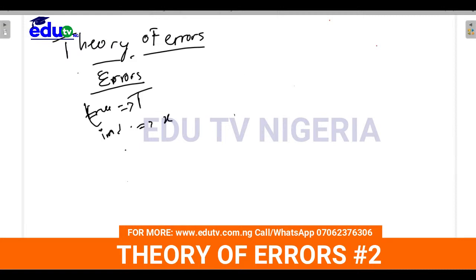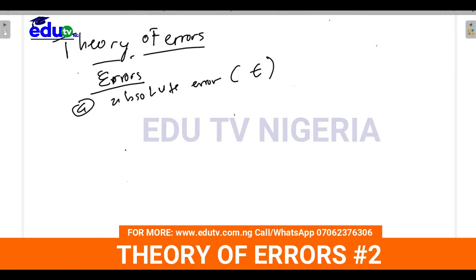Let's talk about the absolute error. The errors are differences between the individual value and its true value. Absolute error is signified like this. It's the same thing: the difference between the measured value and the true value with respect to sign. We put a sign before the value, plus or minus.